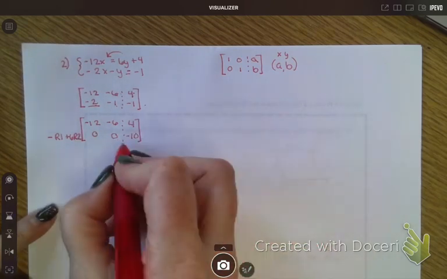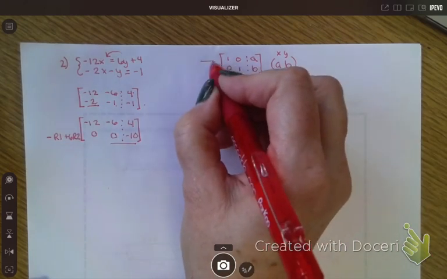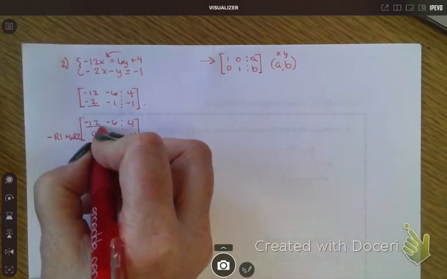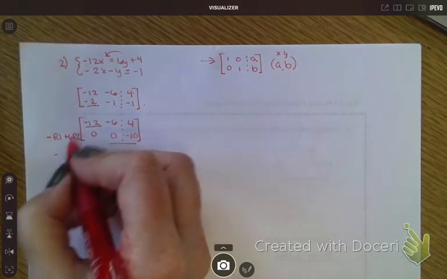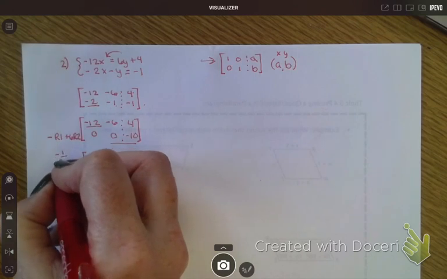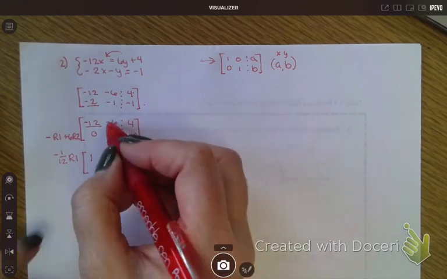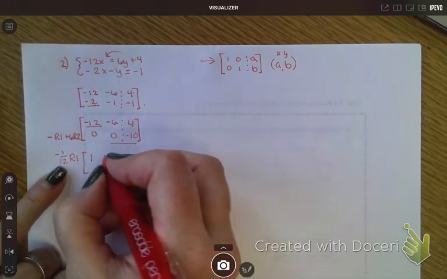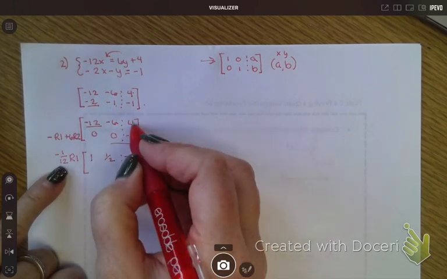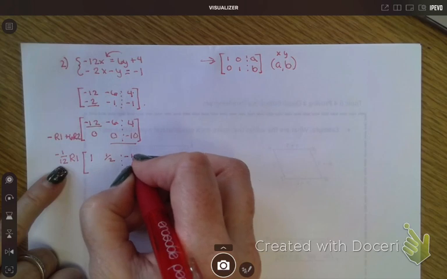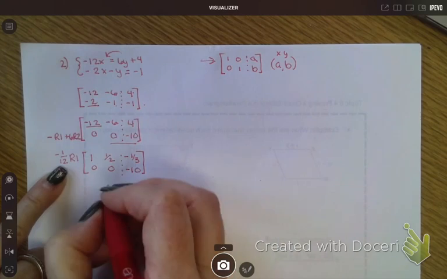Well, right now we should already know that this is no solution, but I need to get as close as reduced row echelon form as possible. So this 12 needs to be a 1. So my last step would be negative, because it's negative, I have to make it positive, 1/12, multiplying by the reciprocal of R1. So that would give me 1. Negative and negative is a positive. 6/12 would be 1/2. And negative and 4/12 would be 1/3. 0, 0, negative 10. So my answer is no solution.